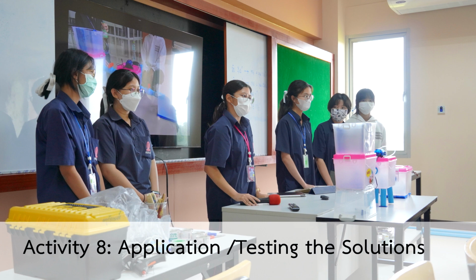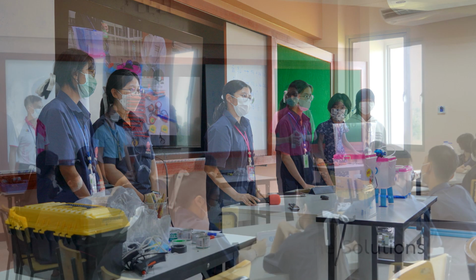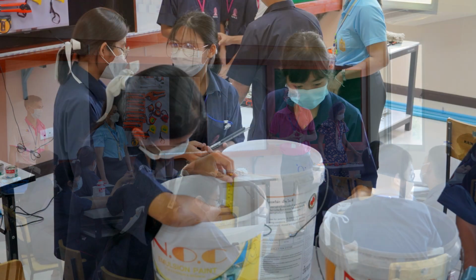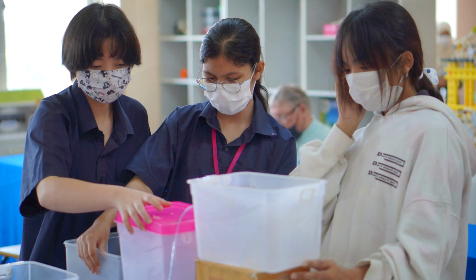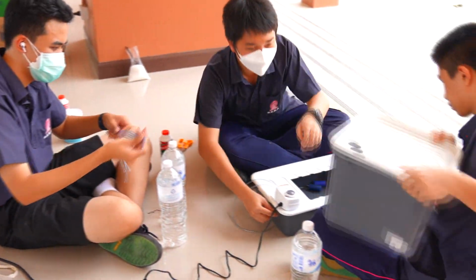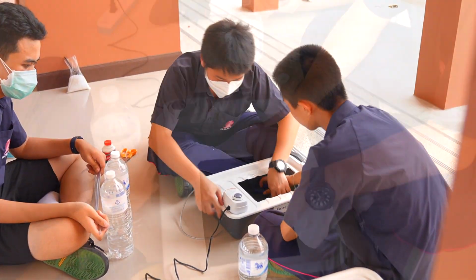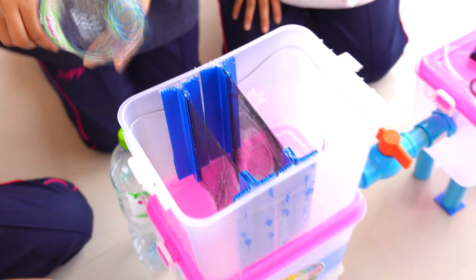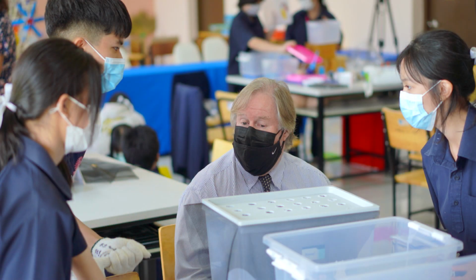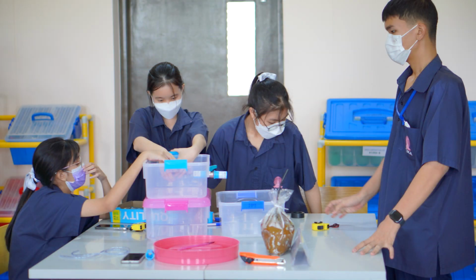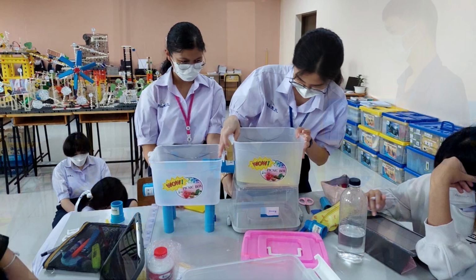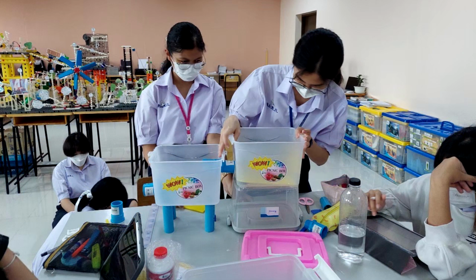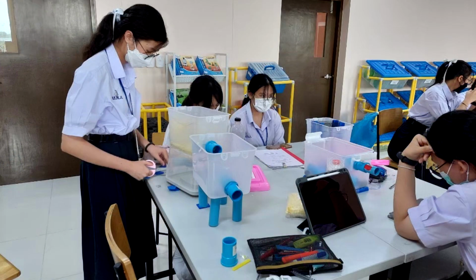Activity 8. Application or testing the solutions. 8 hours. Every group of students creates the wastewater treatment system model as they designed. Then, they test the flow of water in the wastewater treatment system, record the test results, and identify any problems, with STEM teachers giving advice. Students revised the first wastewater treatment prototype, then took the new prototype for a second test, and recorded the test results and identified any problems.